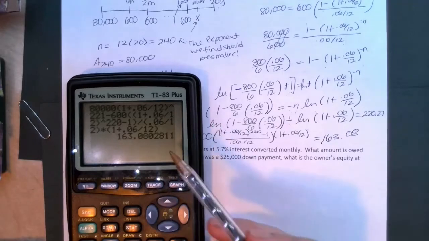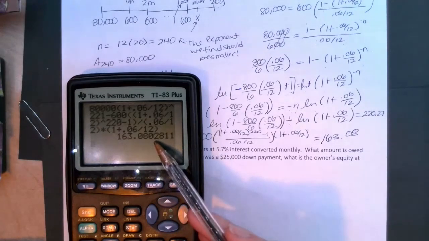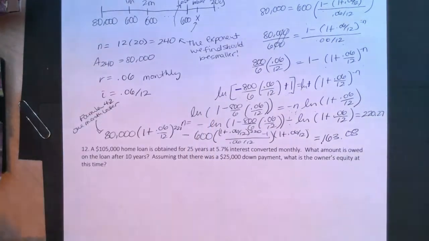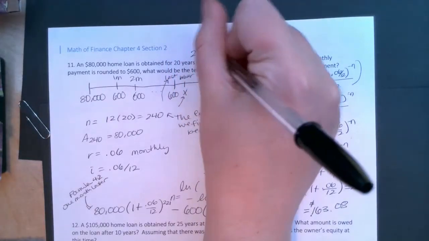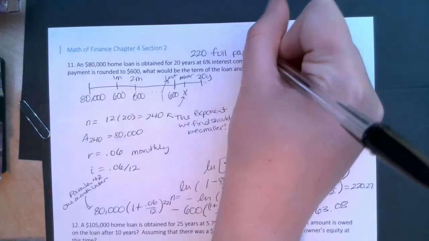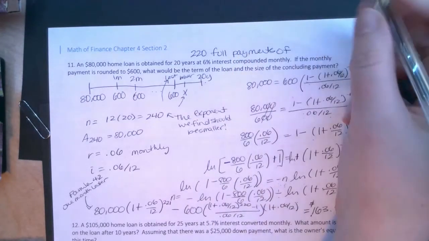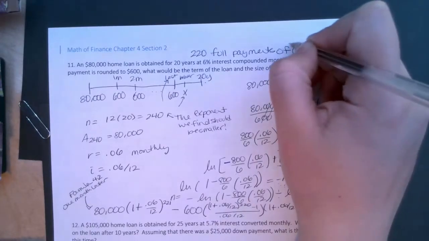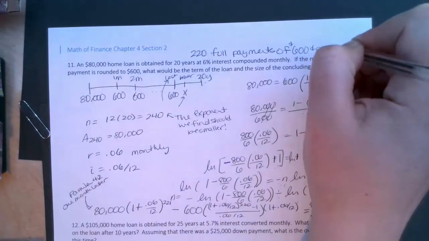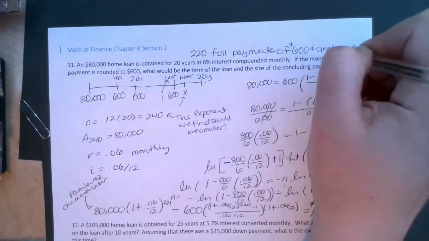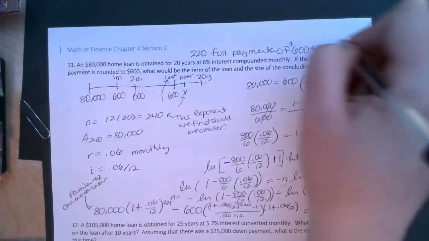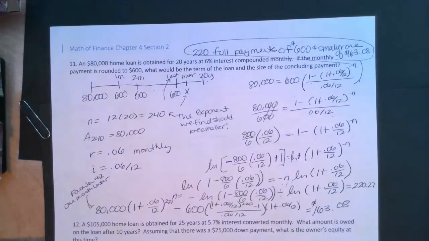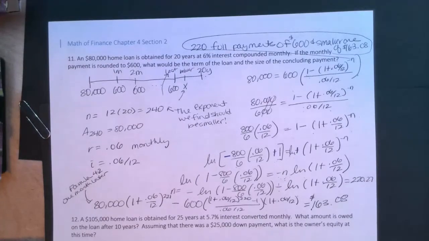And you could round it to 9 if you wanted to. But again, it's going to depend on the lending party whether they consider that small fraction of a penny worth charging or not. So then our final answer here would be 220 full payments of $600 and a smaller payment of $163.08. That's your final answer here. Okay, so again, this is just incorporating everything that we talked about in the last section.